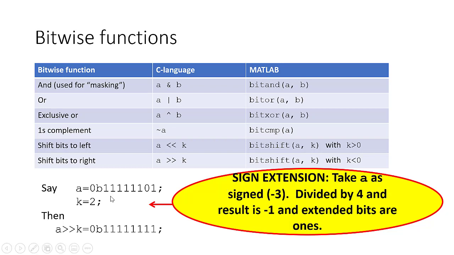But if it were signed, like I'm going to take this again as FD, and I'm going to say it's a signed -3, and then I divide by 4, well, the result should be -1, and I've got to have that bit that comes in as a 1. So the extended bits are 1s if it's a signed scenario. So that's a little bit of a gotcha there for the bit shifts to the right.